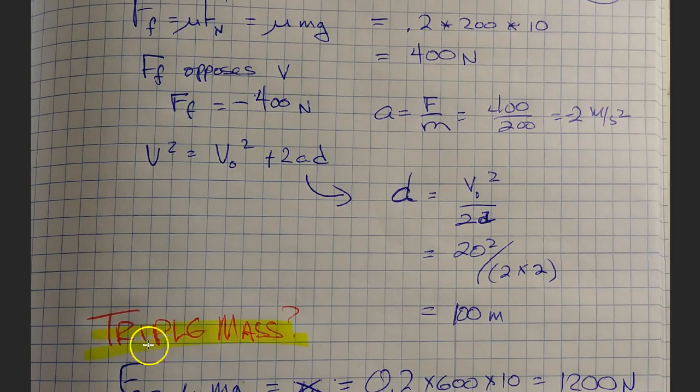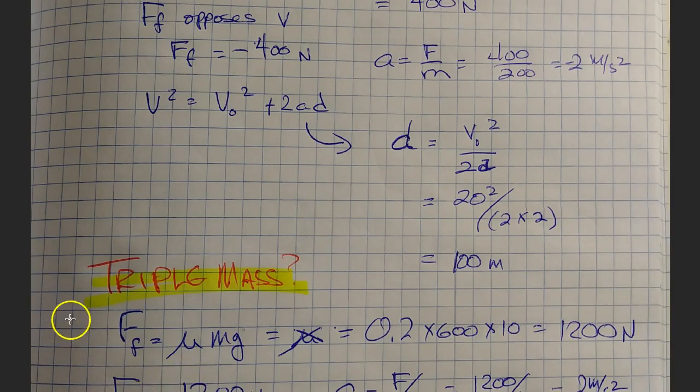What if we tripled the mass of the car? Would that change the stopping distance? Let's take a look. What does the math say? So to find our force of friction, we do the same thing. The coefficient of friction times mass times gravity. And that gives us 0.2 times 600, which is triple the mass, times 10. We have a force of friction of 1200 newtons.